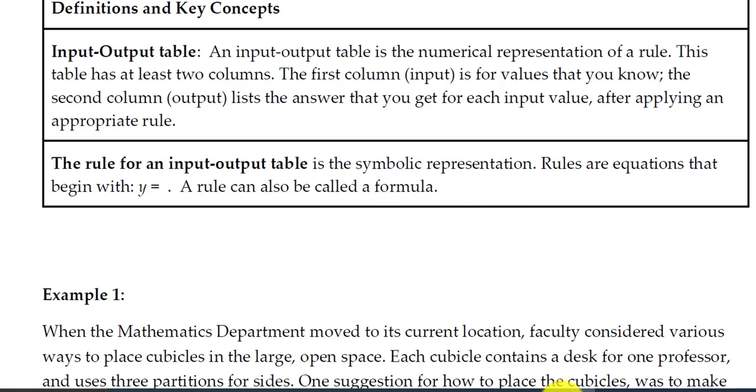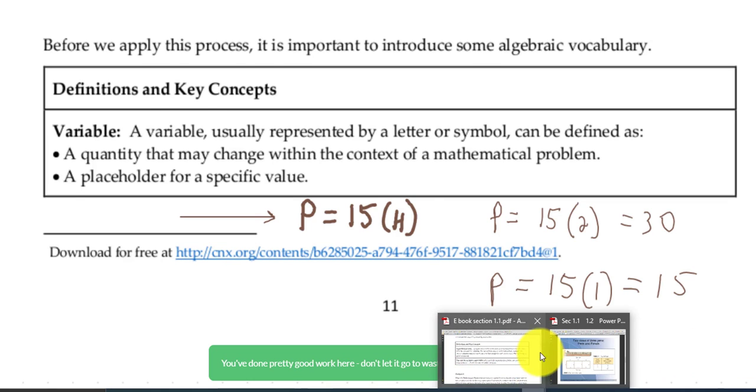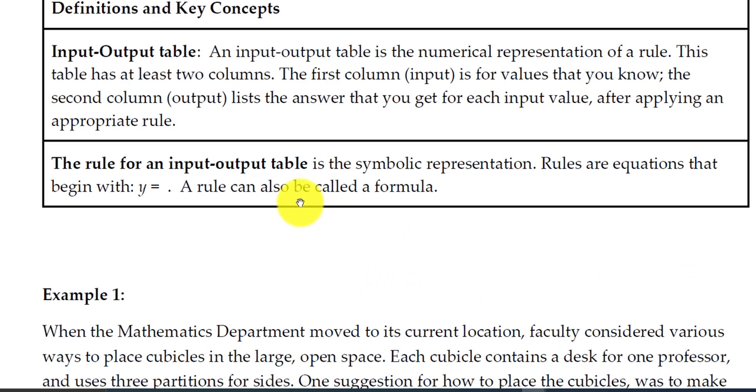So if we were to go back to this, P equals 15H could be considered the symbolic representation of a rule, right? The rule is I get paid $15 for every hour I work. What you see here is a symbolic representation of that rule. Okay, that could also be called the formula.